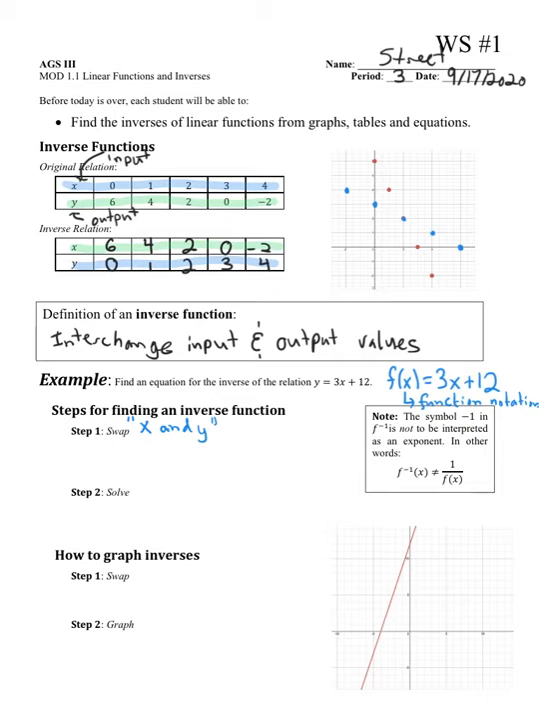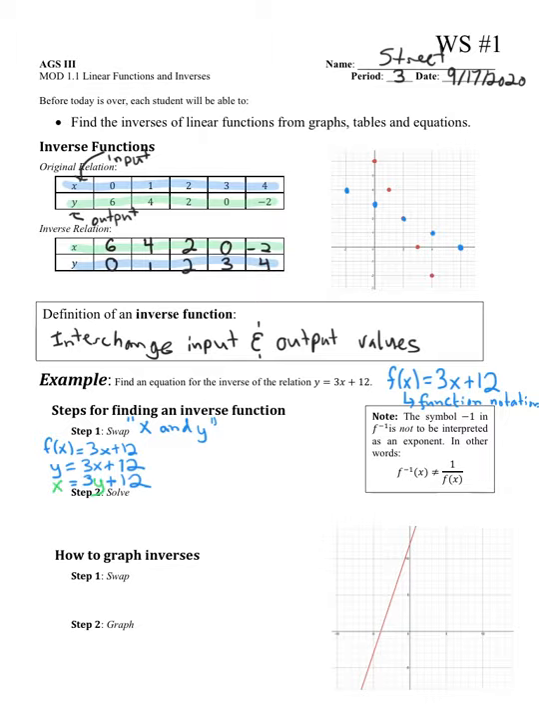And if your equation's written in function notation, I'll start with this one, 3x plus 12. The first thing I would say to do is rewrite it as a y equals instead. This is what the equation was, y equals 3x plus 12. When I swap x and y, I'm going to get x equals 3y plus 12. That's what swapping x and y looks like.